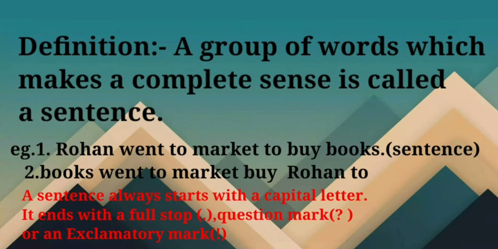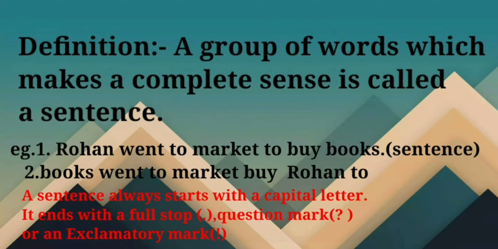A group of words which makes a complete sense is called a sentence. Example, we have two groups of words. First, Rohan went to market to buy books. Second, books went to market to buy Rohan. In the first group of words, there is a complete sense. That's why it is a sentence. But in the second group of words, there is no sense. It means it is not a sentence.